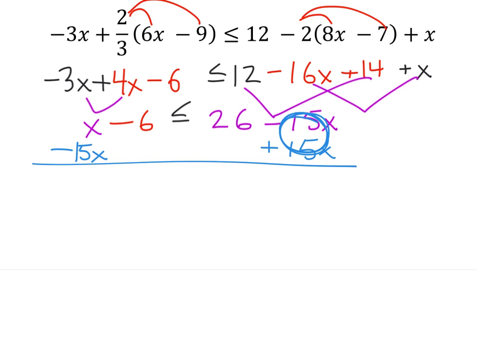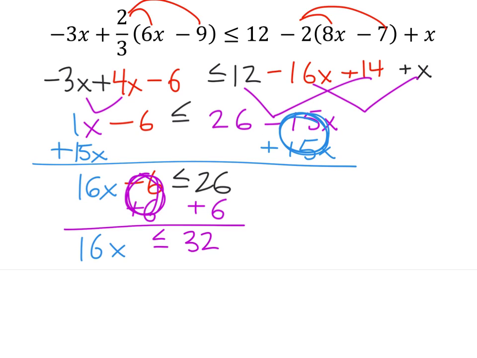And so I have an x, and that's plus 15x. 1x plus 15x is 16x. And nothing else has changed. I still have minus 6, less than or equal to 26. And then I would add 6 to both sides. And now I have a 16x is less than or equal to 32. Notice, -6 plus 6 is a 0, so that canceled out.